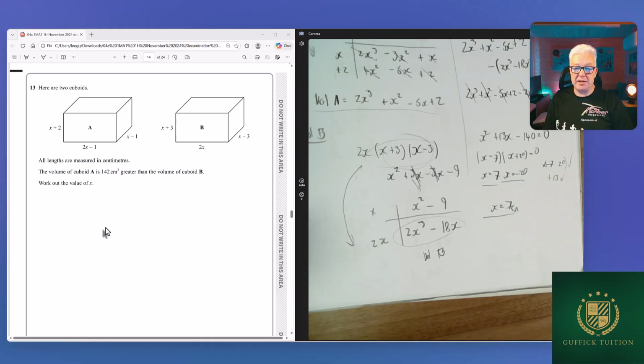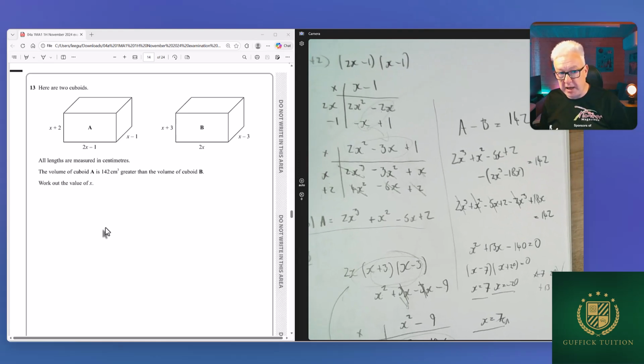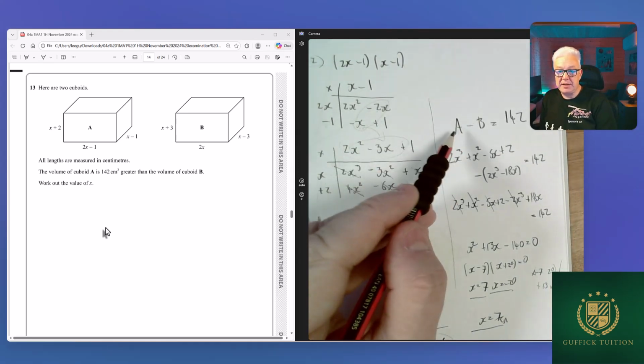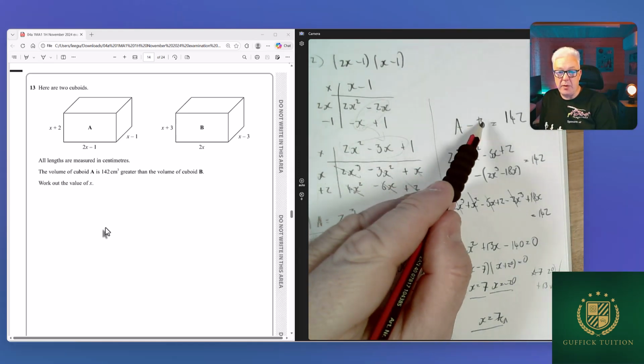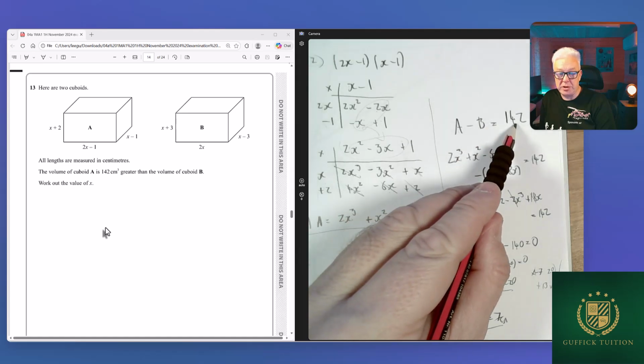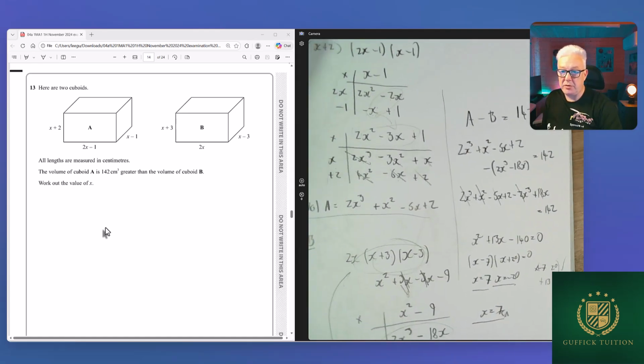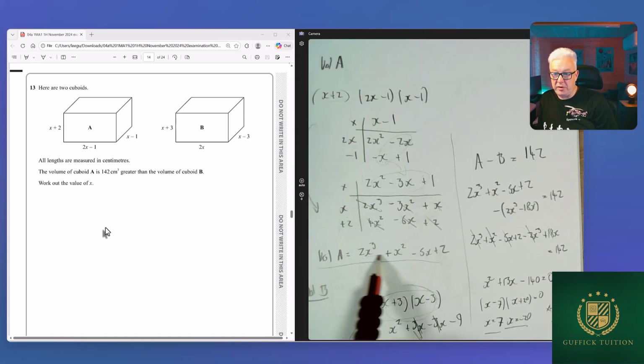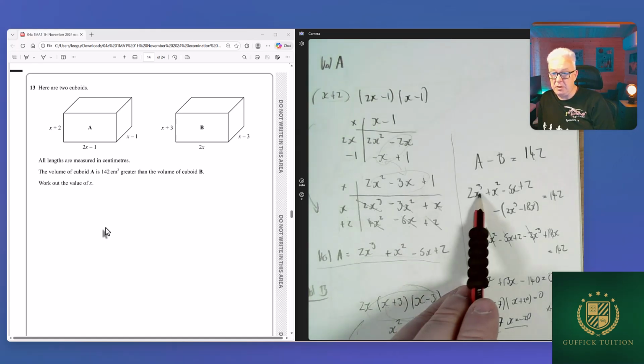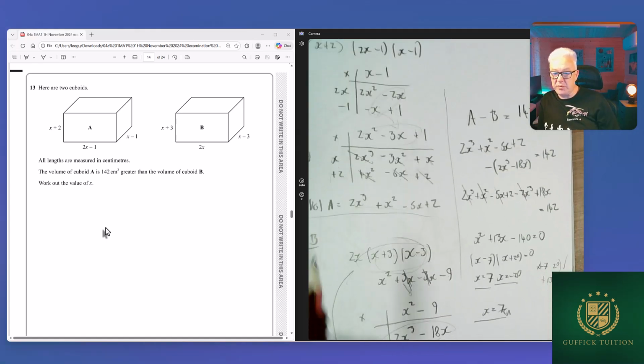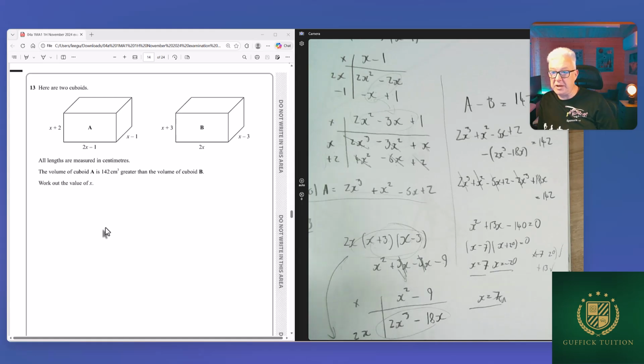Now, A is 142 centimetres cubed bigger than B. So that means that the volume of A take away the volume of B is 142. So we write down our expression that we got here for our volume of A, 2x cubed add x squared minus 5x add 2. We subtract the expression we got for the volume of B, 2x cubed minus 18x.